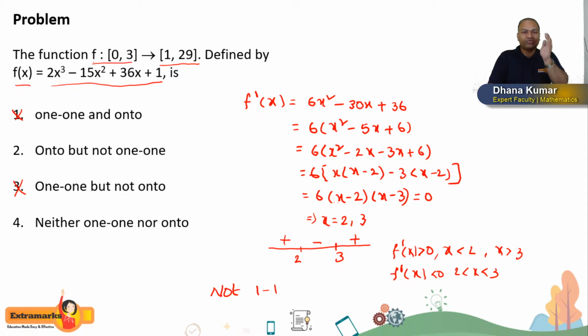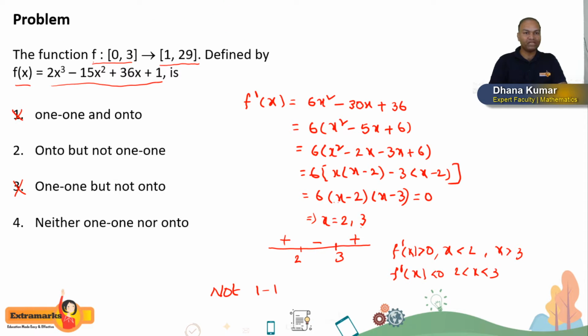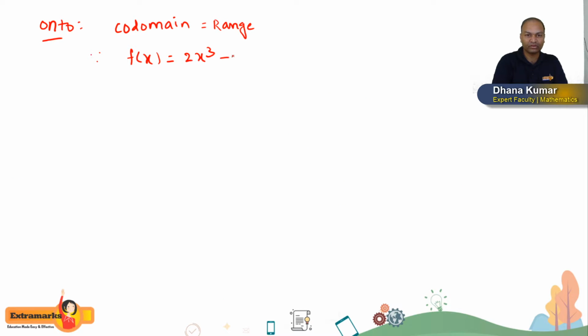Range means what? You have to find the minimum and maximum in that particular interval. Okay. So minimum and maximum means what? You go for the global maxima and global minima concept. Anyhow, here the critical points are 2, 3. Fine. So separately, just you see here, once again I am writing this f of x function. f of x is equal to 2x cube minus 15x square plus 36x plus 1.